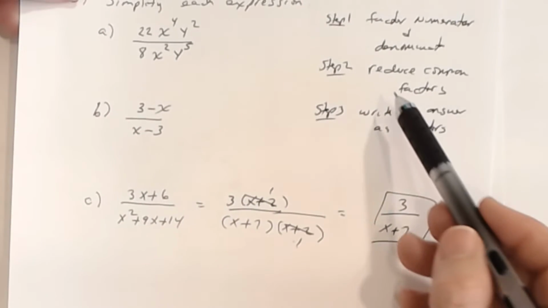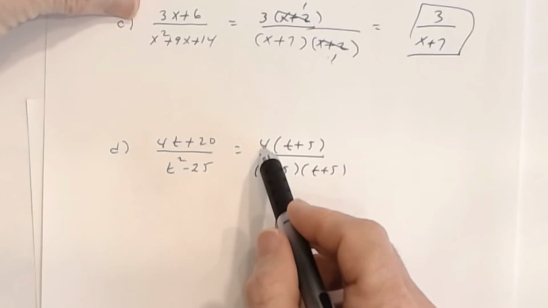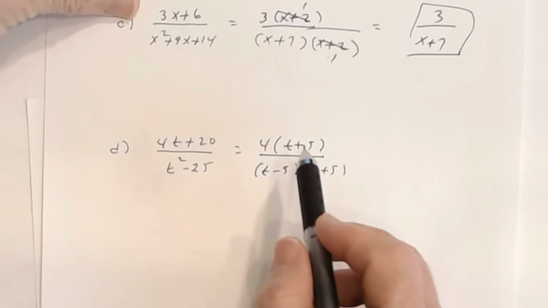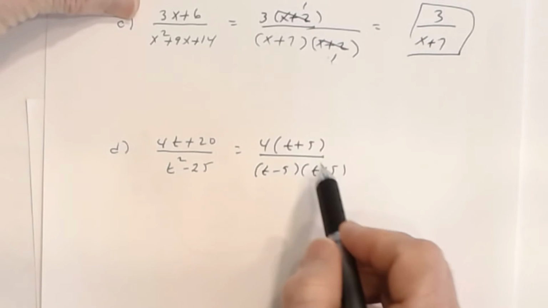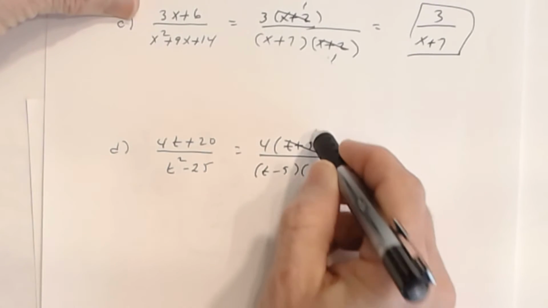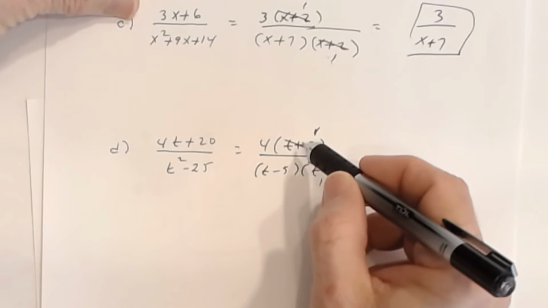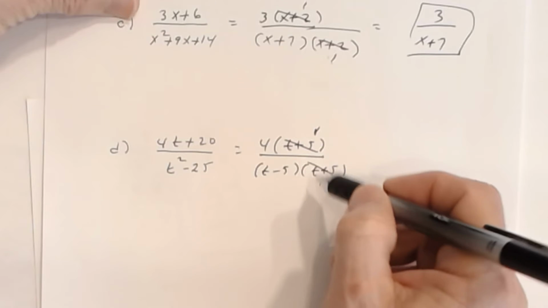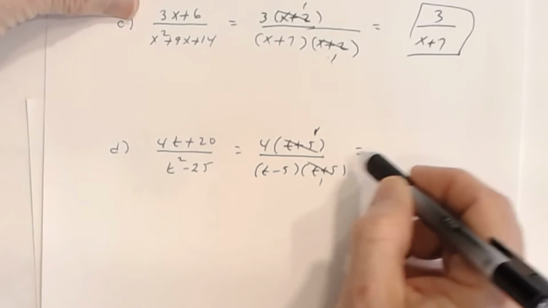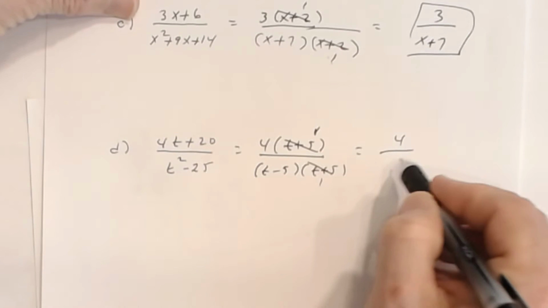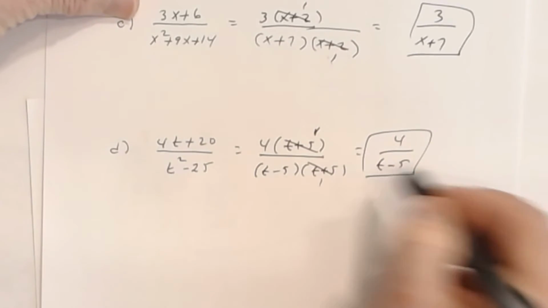The next thing you're going to do is reduce your common factors. So notice that my first factor I see is a 4. There's no 4 down here as a factor, but I do see a t plus 5 as factors. So those divide out. I'm left with factors of 1 because t plus 5 divided by t plus 5 is 1. And then your final answer is 4 times 1 is 4. T minus 5 times 1 is t minus 5. Okay?